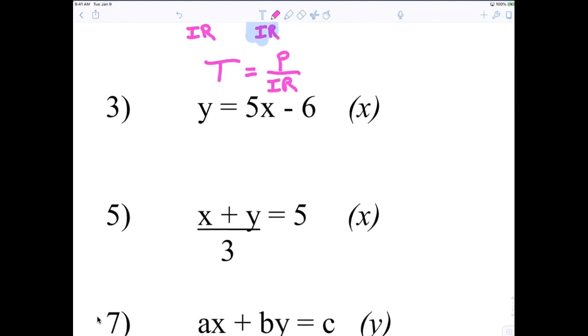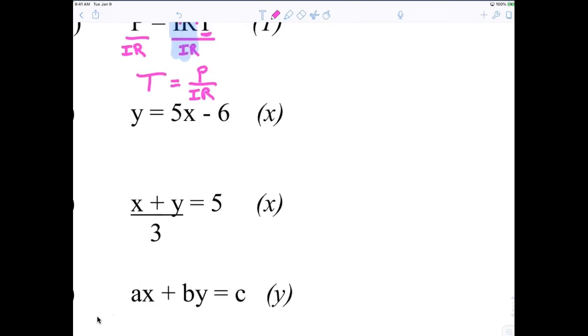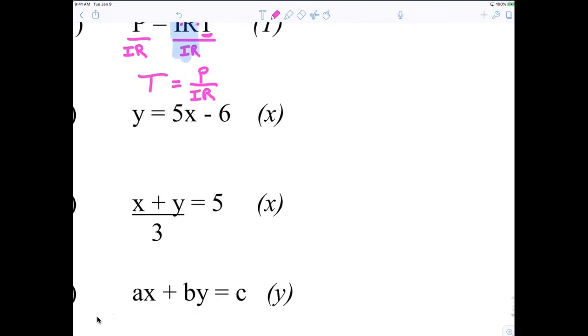All right, here we go. Now, for number 3, I'm going to write it right up here: y equals 5x minus 6. I'm going to underline the x because that's what we're solving. Right now it's solved for y. Now remember, we're always doing PEMDAS backwards. So what should I get rid of first? The 6. Whoever said that, thank you. And how do I get rid of the subtracting 6? You add 6 to both sides.